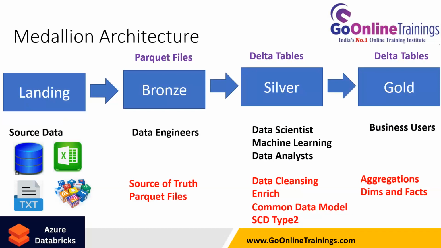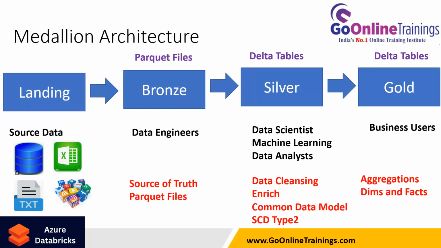The silver layer data can be taken by your data, data cleansing work will be done. Your AI people can take the data from the silver layer, right? Because the cleaned data, you kept it ready. So from there, the AI people can take it. Data scientists, machine learning people, and data analysts also can take the cleaned data from the silver layer.